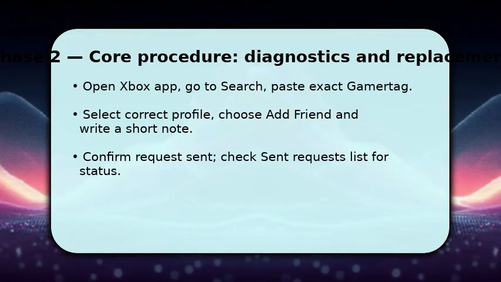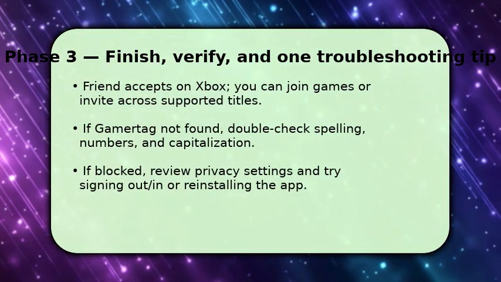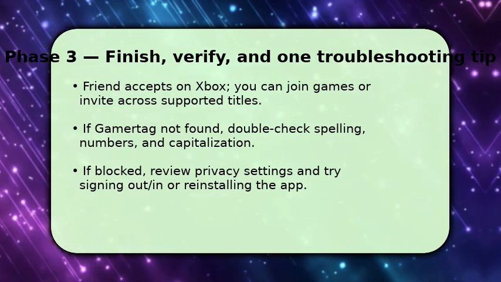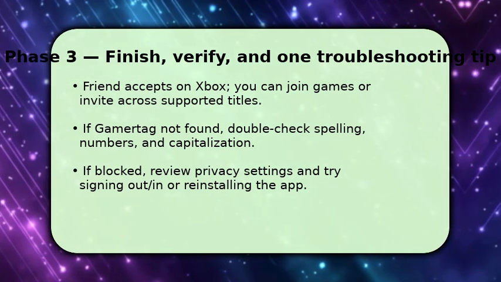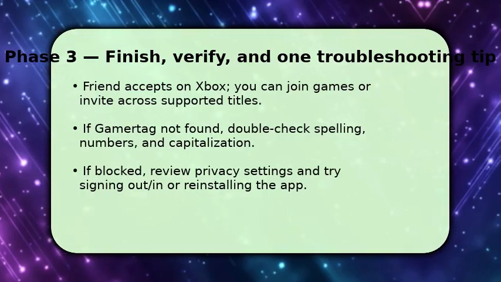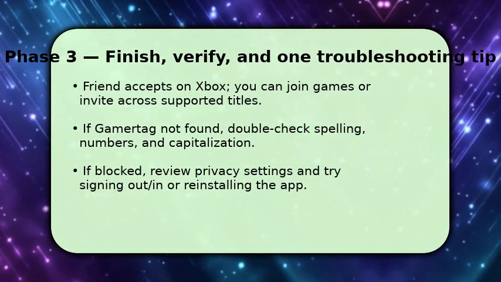Once they accept the request, you'll appear in each other's friends list and can join crossplay games or invite through the Xbox ecosystem. If you can't find the gamer tag, recheck spelling and the numeric suffix, then try searching from another device. If requests fail, make sure both privacy settings allow cross-network contact.